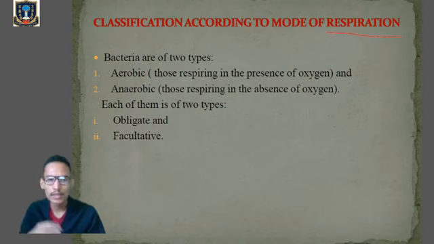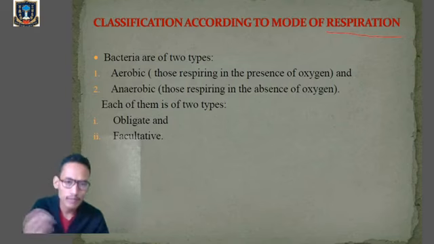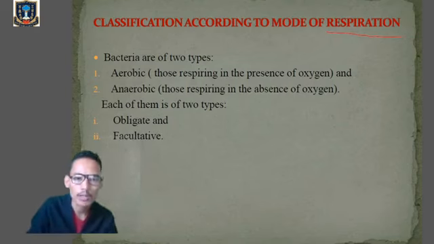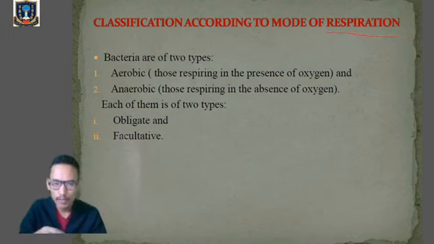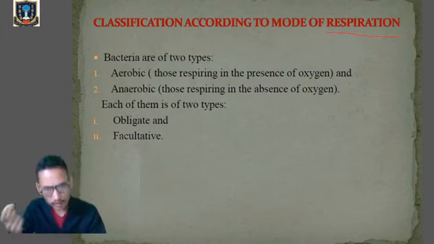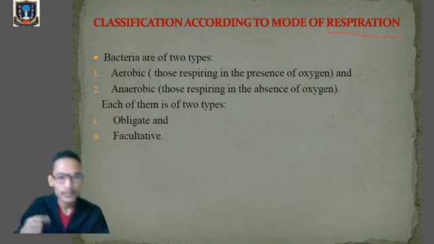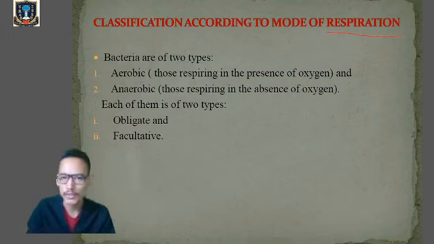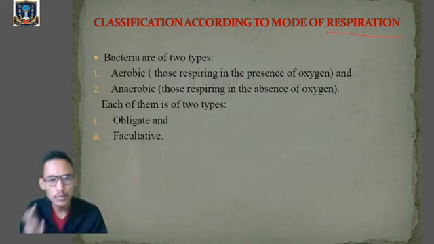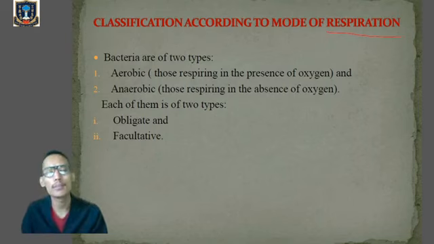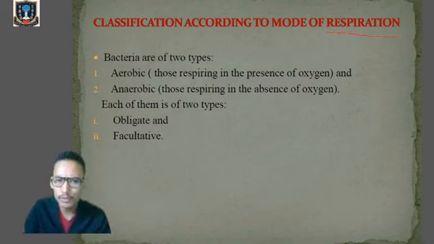So based on the aerobic and the anaerobic mode of respiration, we have also got obligate and facultative bacteria. We'll go through one by one. We have got obligate aerobic bacteria and obligate anaerobic bacteria. We have got facultative aerobic bacteria and facultative anaerobic bacteria. So remember, based on respiration, we have got two types: aerobic and anaerobic. Aerobic means those that respire in the presence of oxygen, and anaerobic means those which can respire in the absence of oxygen. And each of them is also two types: obligate and facultative. So let's go through it.